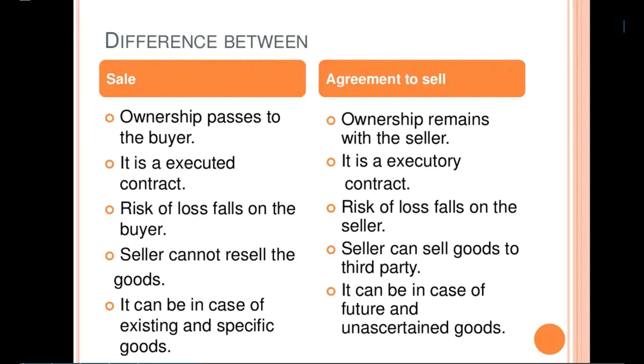In an agreement to sell, the seller can sell goods to a third party as well, right? If somebody gives 20,000 rupees for buying the Maruti Suzuki car, and you just give 5,000, the seller can sell your car to the other. A sale can be in case of existing and specific goods. An agreement to sell can be in case of future and uncertain goods.